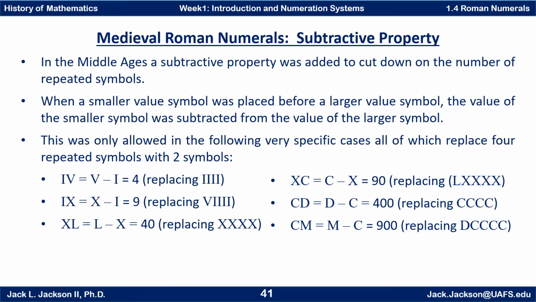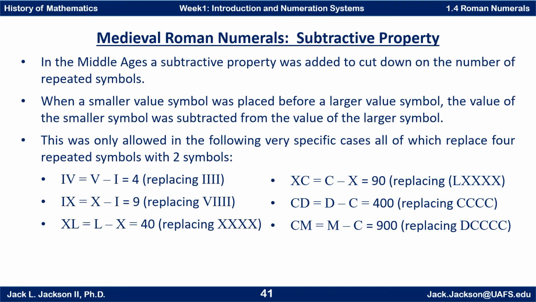So ancient Roman numerals were essentially equivalent to Egyptian numerals. The main difference is they added symbols for groups of 5, allowing them to cut down the number of repeated symbols to a maximum of 4 of the same symbol, whereas in Egyptian numerals you could have up to 9 of the same symbol. The symbols are also easier to write than the hieroglyphs. But in the Middle Ages, a subtractive property was added to Roman numerals, allowing further reduction of the maximum number of repeated symbols. This property reduced the maximum number of repeated symbols from 4 to 3.